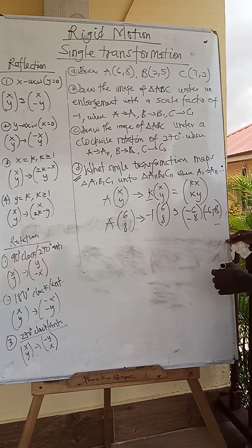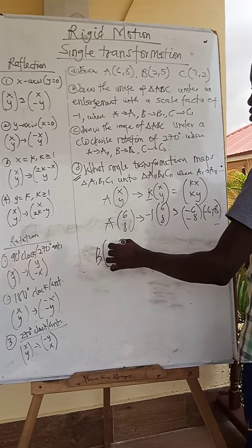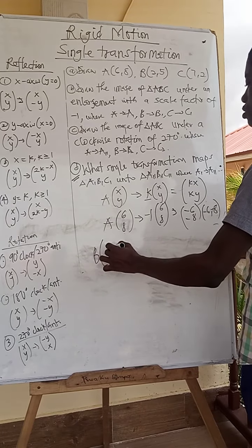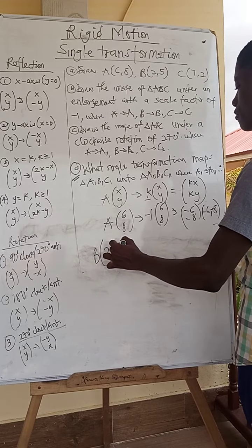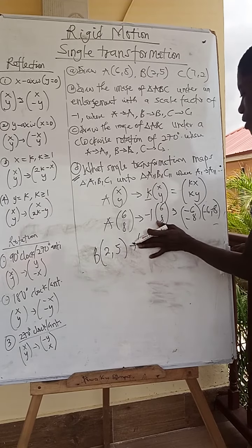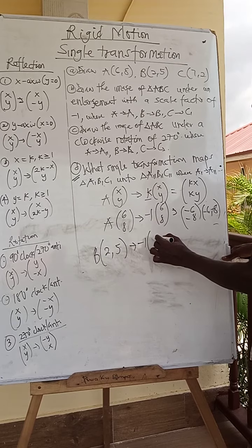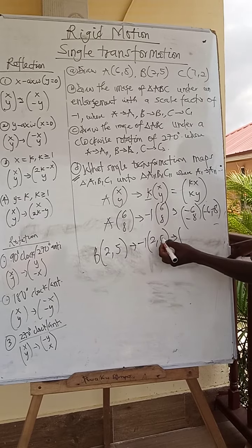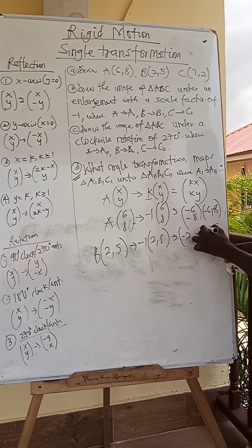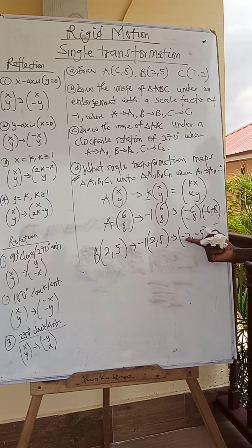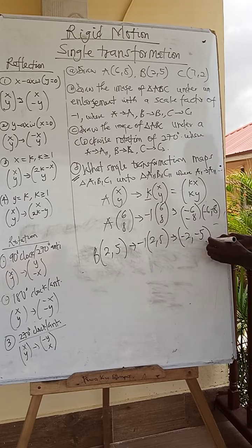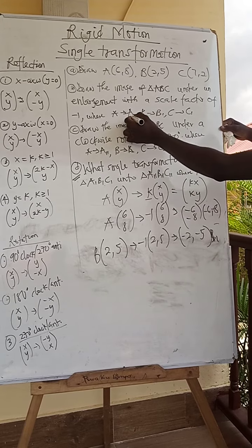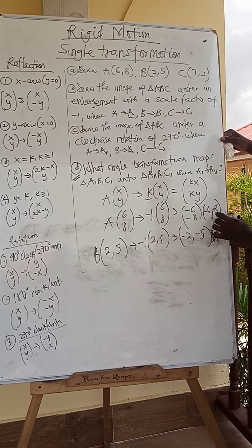Yeah. Now let's move to the second one, B. Let's write it this way. Our B, we have 2, 5. Multiplying it by -1, you are multiplying -1 by 2 and 5. So the result is -2, -5. So this is the image of B1.